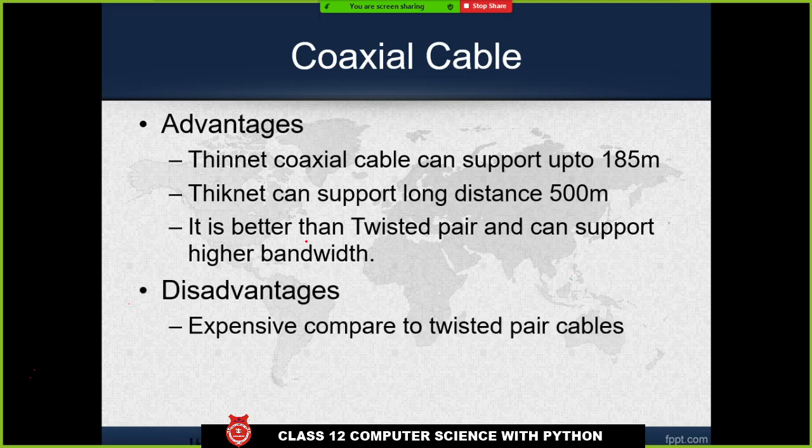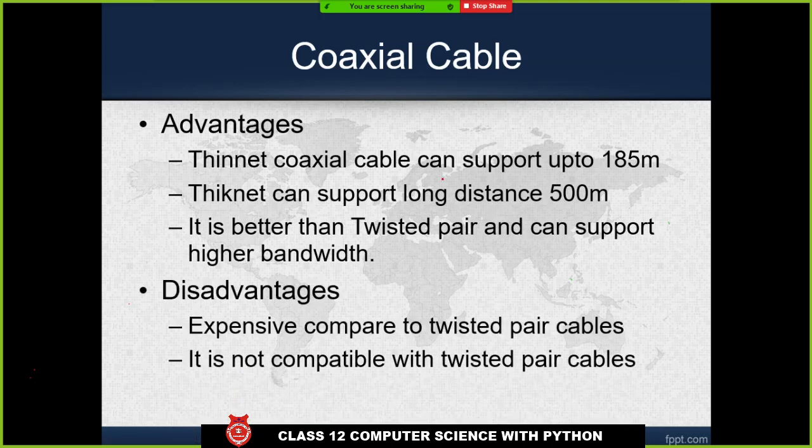And what is the advantages and disadvantages? Advantages is this can support up to 185 meters. Okay, it can cover a little bit of longer distance. They are divided into thin net, it cover up to this, and thick net, it cover up to 500 meters. Okay, it is better than twisted pair and can support higher bandwidth, but the cable is expensive and it is not compatible with twisted pair.